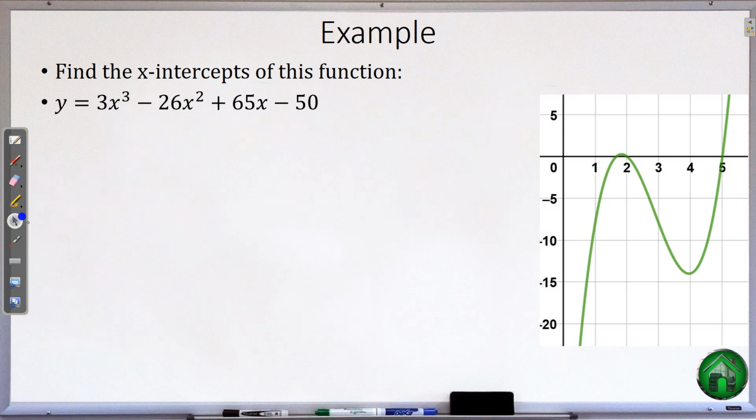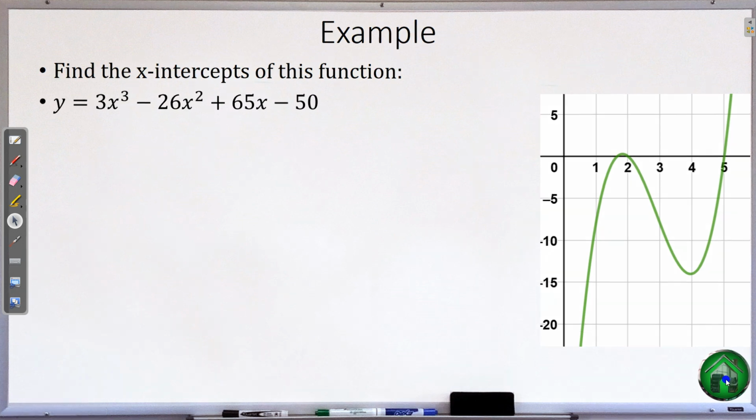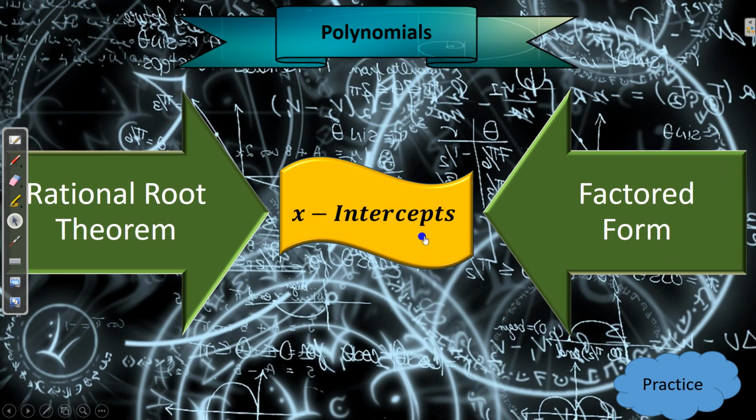So that is the rational root theorem. And again, we're all pointing towards our x-intercepts. How can we find the x-intercepts? If you have factored form, you're lucky and it's easy. If you don't have factored form, you need to use the rational root theorem, list out all the possibilities, and then check them using synthetic division.